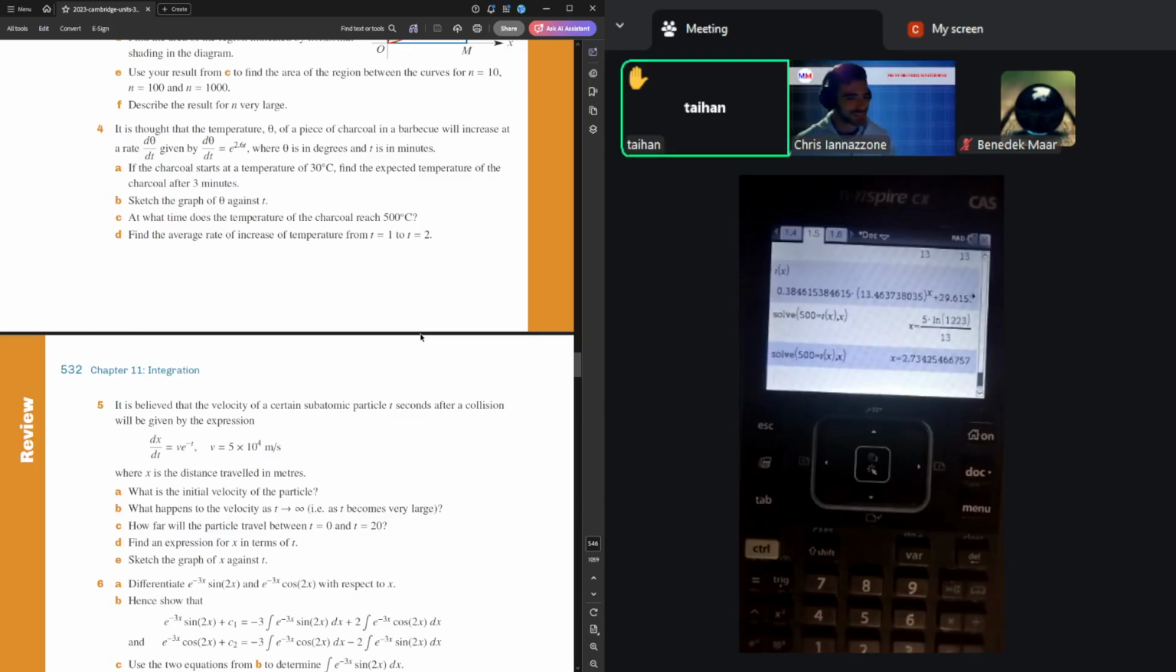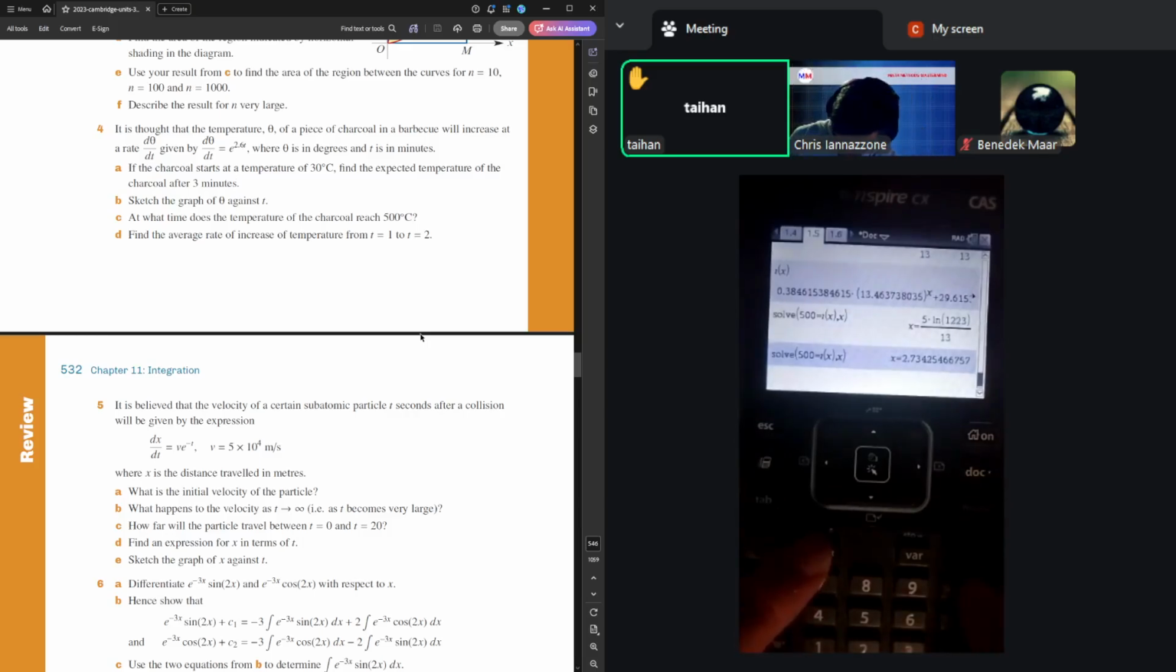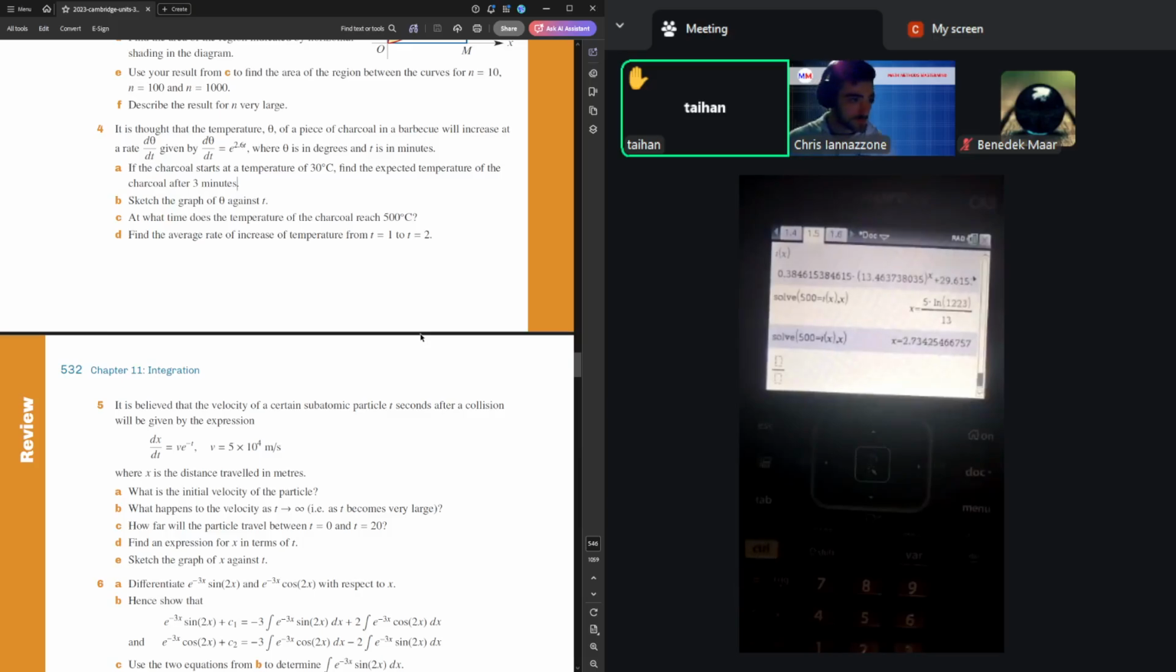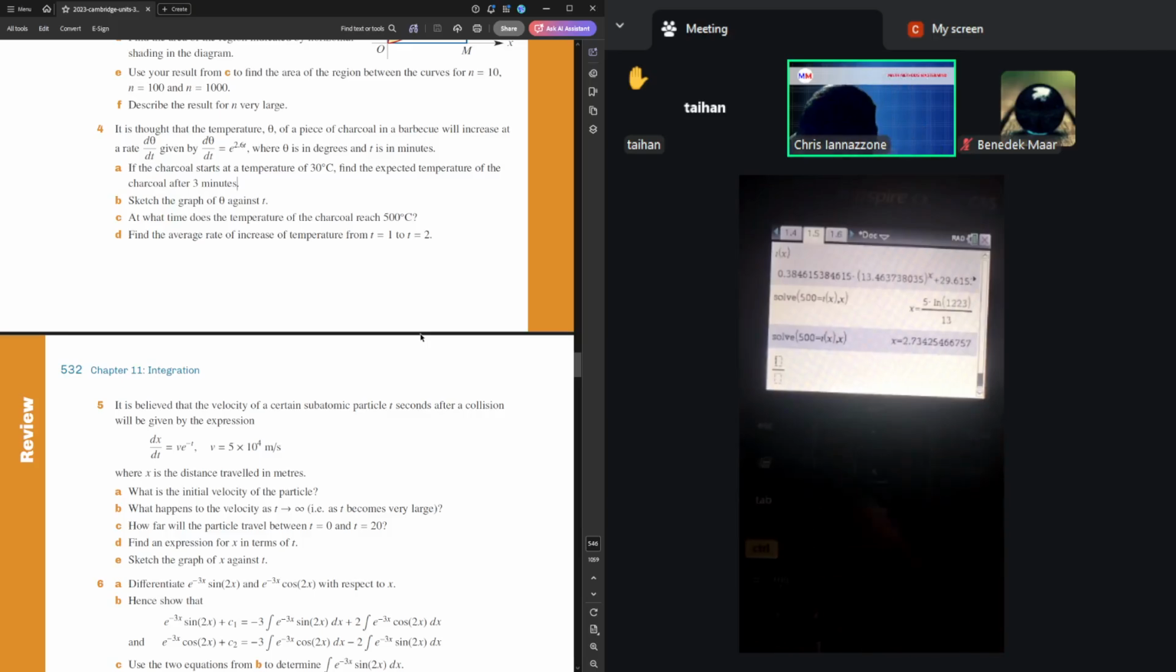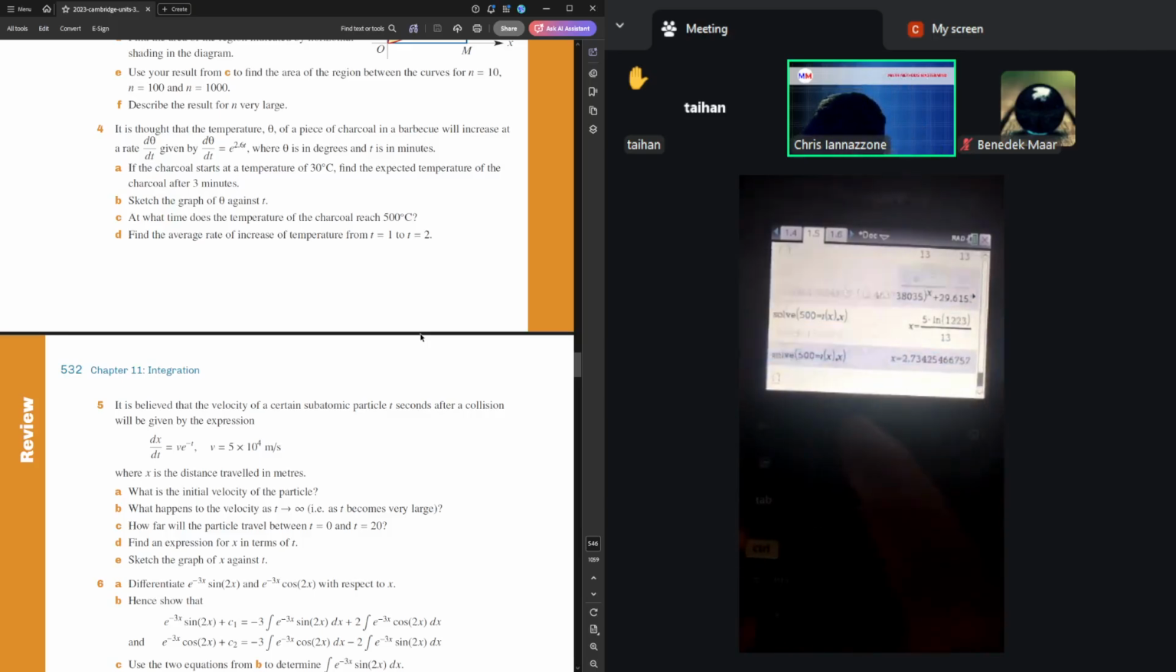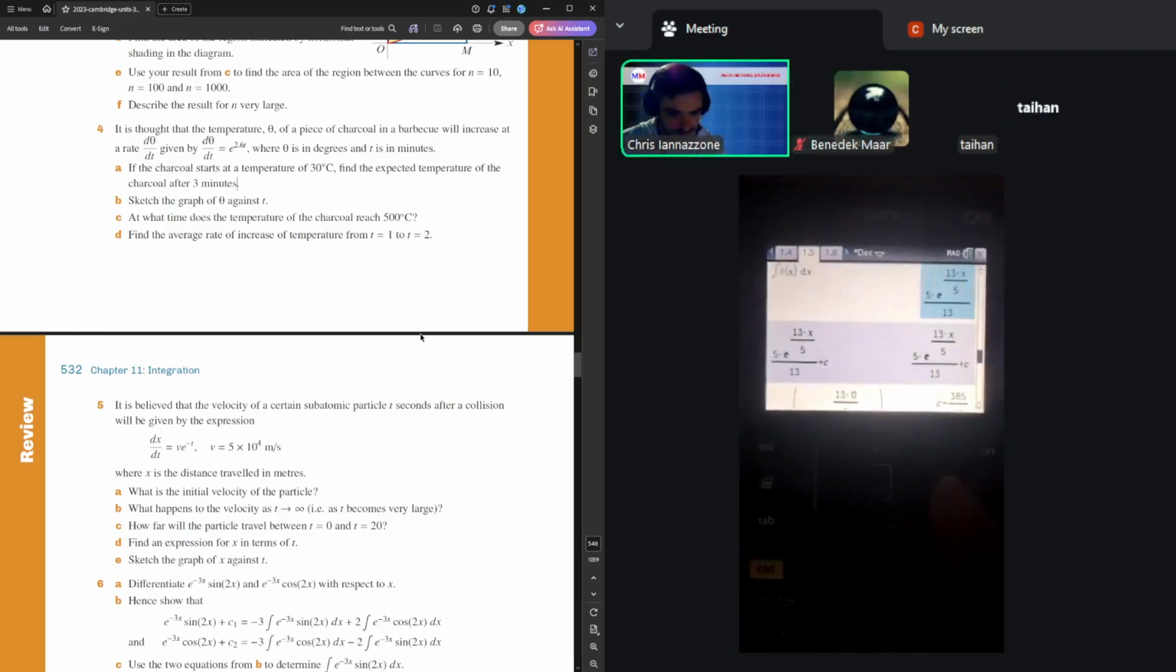And then the question says the charcoal starts at 30 degrees, so you can just use those values to get the proper constant. Yeah. So I'll show you the working out for that just so you can see it. You already explained exactly how it works anyway, but just for your own sake for the CAS.